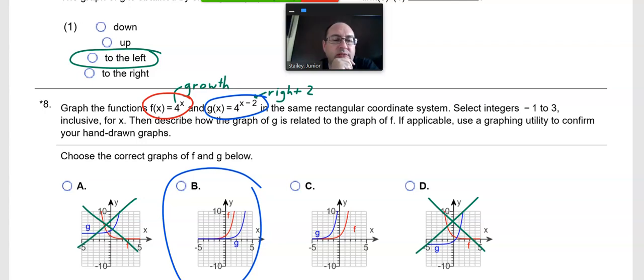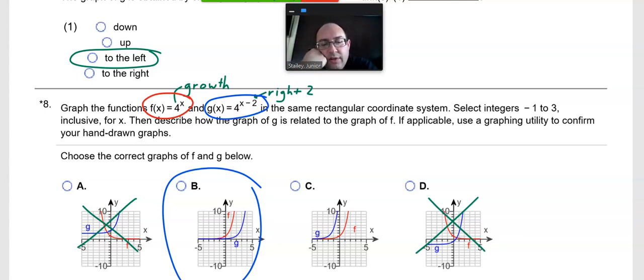All right, so 8. We got another one. 4 to the x. It's growth, right? 4 is bigger than 1, so it's growth. So everybody knows it's going up. I guess the way I'm drawing it makes it look backwards.